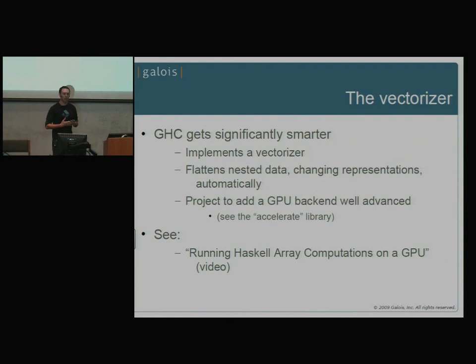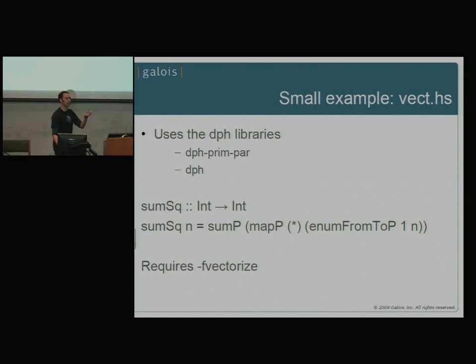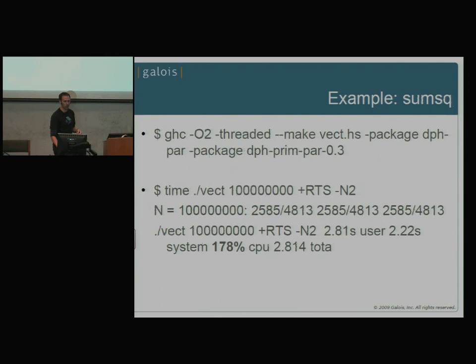There's also a GPU backend, because GPUs are essentially data parallel hardware. They update my pixel in parallel across all my pixels. So the Accelerate library on Hackage provides this. And there's a nice talk on running this code on a GPU from the Haskell Implementers Workshop last month. So a small example you can take and run now. It does the sum of squares. We generate an array of numbers, we map over them, and then we sum the result. There's a missing argument there; that should be times n, I think. And running that on my laptop, it goes faster, which is pretty cool. It uses two cores and runs twice as fast.